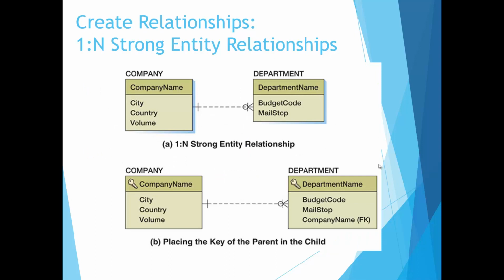This slide shows an example of creating a relationship for a one-to-many strong entity relationship such as company and department. Each company has many departments. It's a one-to-many relationship. In this case, the parent is the company, and the department is the child. So to create the relation, we place the primary key of the company, which is company name, as a foreign key in the department table.